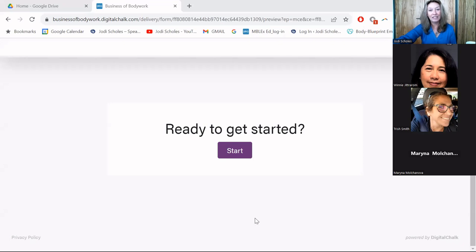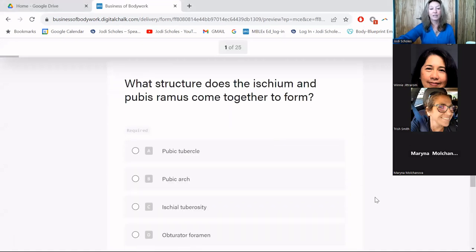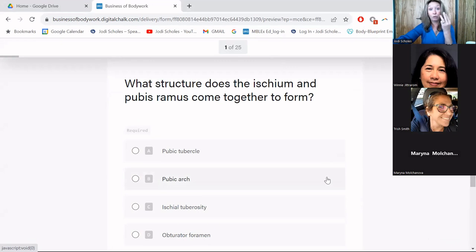This is what the quiz is going to look like when you get started. Ready to go? All right. You'll see we've got 25 questions here. This is number 1 of 25, but we're just going to do 3 questions today. We talked about the lower body. We didn't talk too much about the pelvis, but let's take a look.